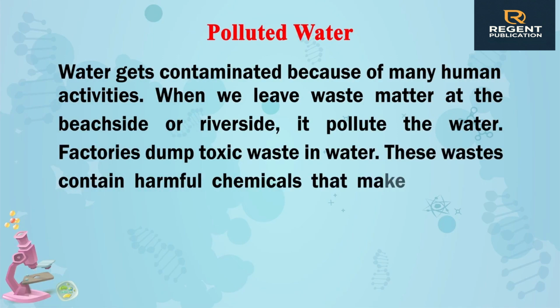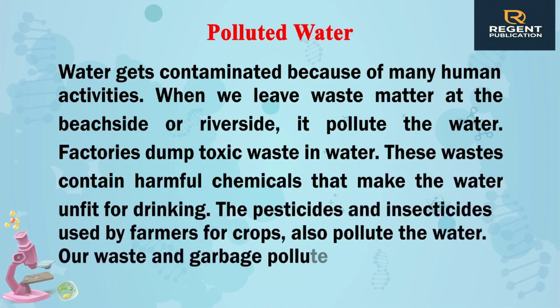Polluted water. Water gets contaminated because of many human activities. When we leave waste matter at the beach side or a riverside, it pollutes the water. Factories dump toxic waste in water. These wastes contain harmful chemicals that make the water unfit for drinking. The pesticides and insecticides used by farmers for crops also pollute the water. Our waste and garbage pollute the surface water.